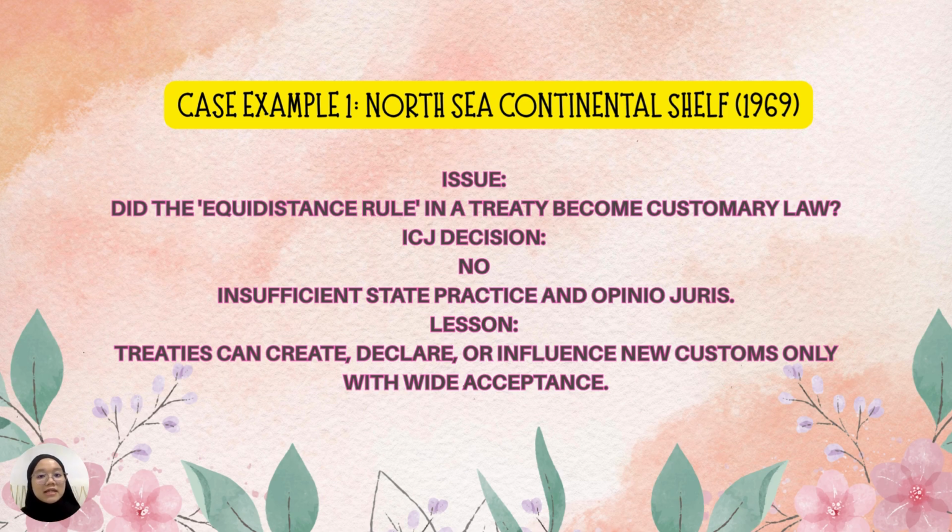In this case, the ICJ ruled that the principle had not yet crystallized into custom. Why? There was no consistent and widespread state practice and no sufficient opinio juris, meaning states did not believe that following it was a legal obligation. So a treaty may declare or crystallize customary law, but only if there is broad state acceptance.